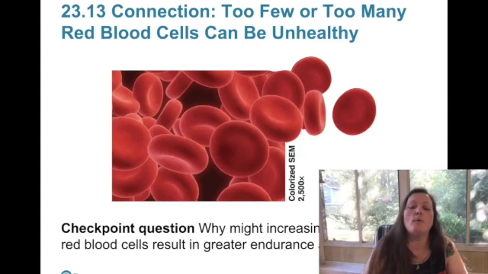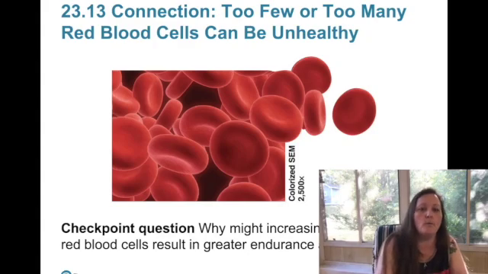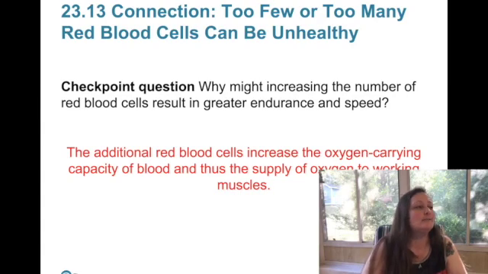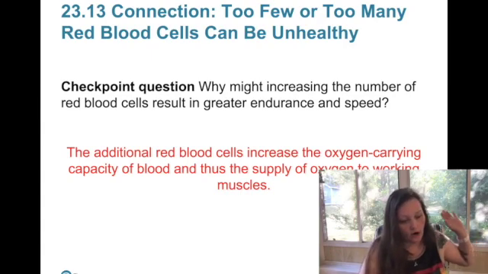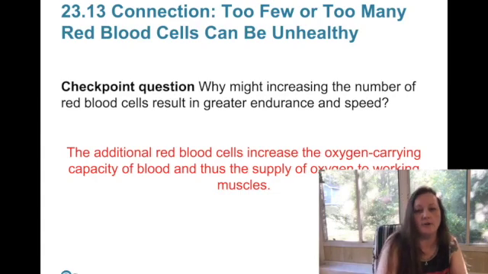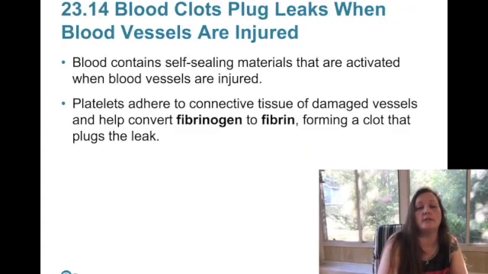Checkpoint question. Why might increasing the number of red blood cells result in greater endurance and speed? What are our red blood cells doing? Well, oxygen. Because your red blood cells are the part of you that is transporting, they're bringing all the oxygen to everything and then taking the carbon dioxide and stuff away. So your red blood cells are what's moving all the nutrients through your entire body.